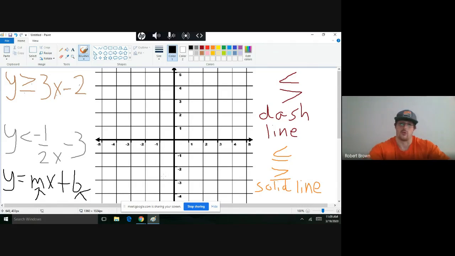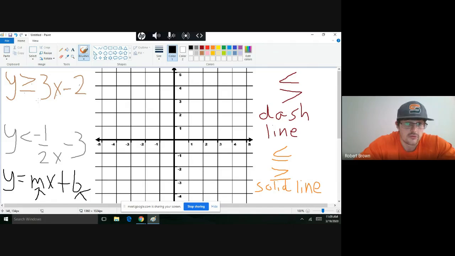Now I've got some other notes for you. When you look at the right, if it's just less than or just greater than, you'll use a dashed line. If it's less than or equal to or greater than or equal to, you'll use a solid line. So I made a cheat sheet for you that I'm going to upload with this video.